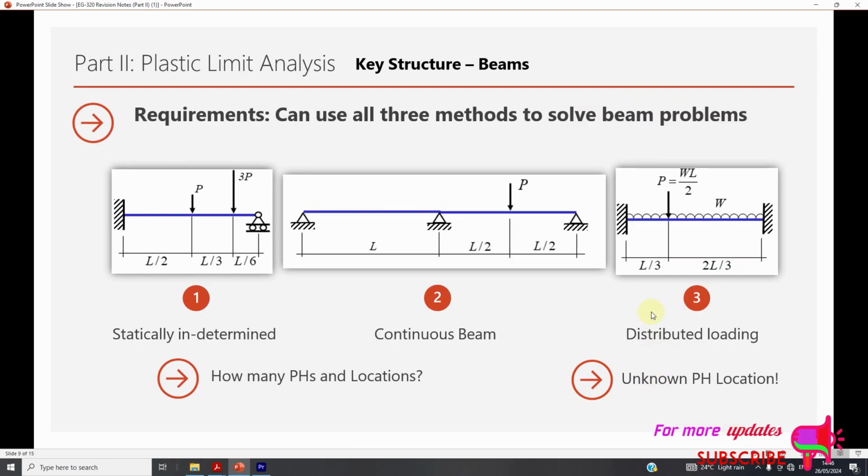Requirement: can use all three methods to solve beam problems. That is statically indeterminate, as shown here, continuous beam, as shown here, and distributed loading, that can be equivalent. So here for a statically indeterminate continuous beam, how many plastic hinges and what location? Unknown plastic hinge location.